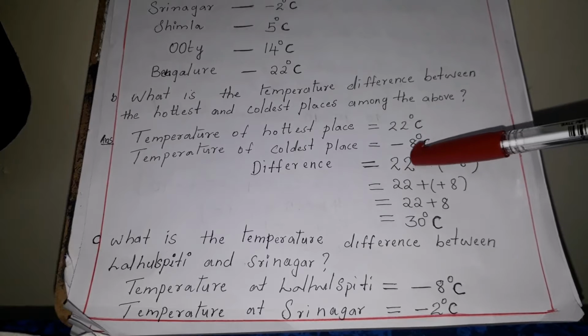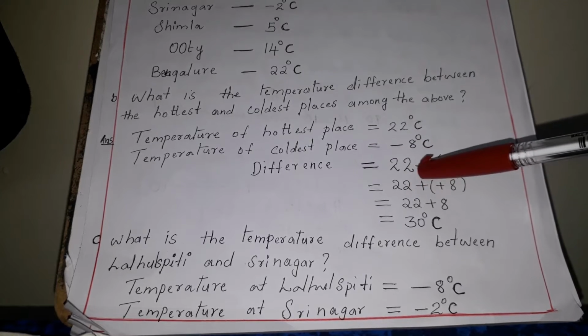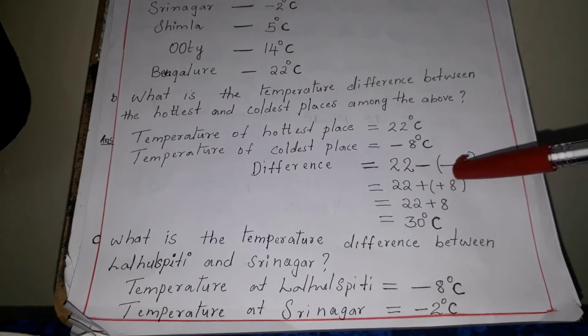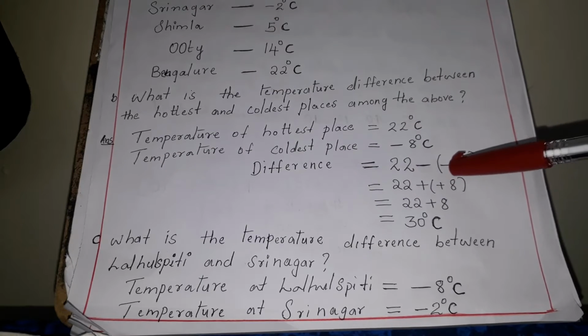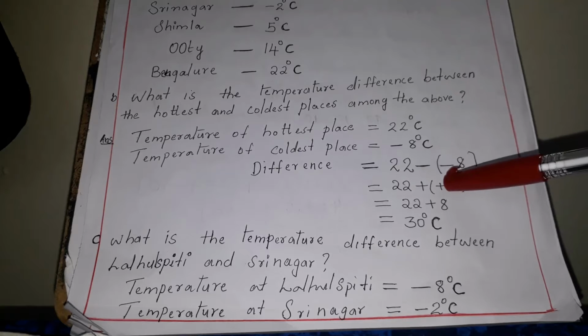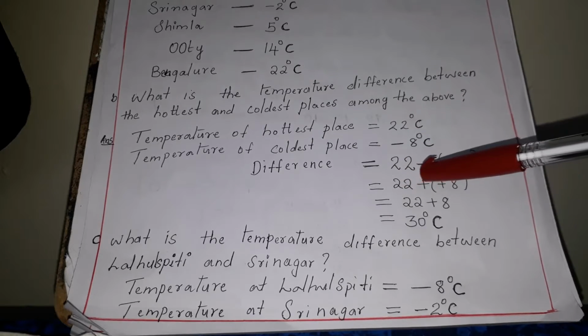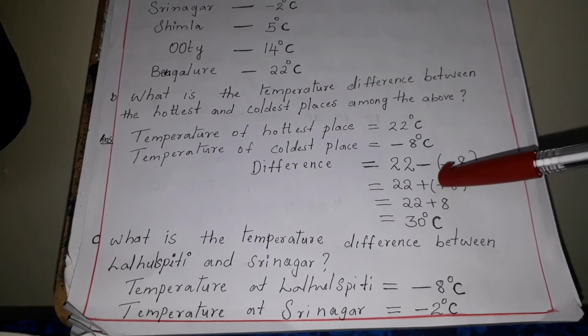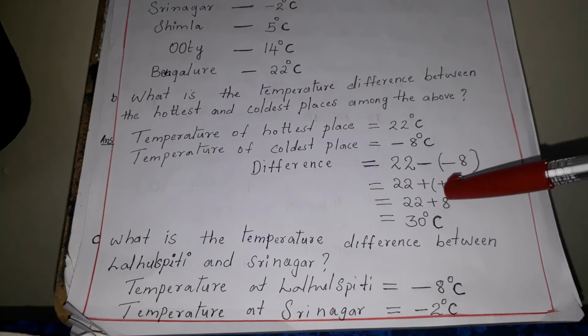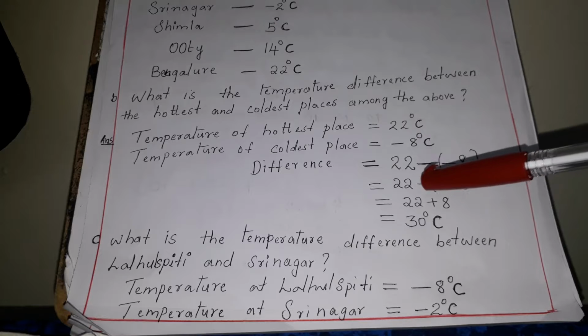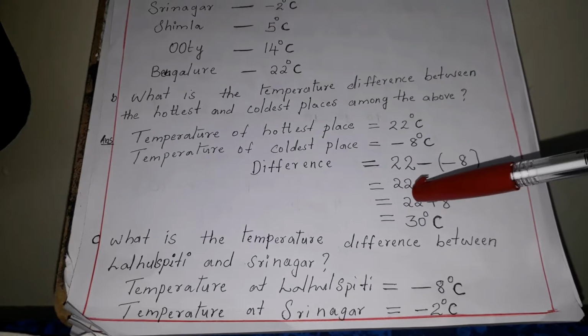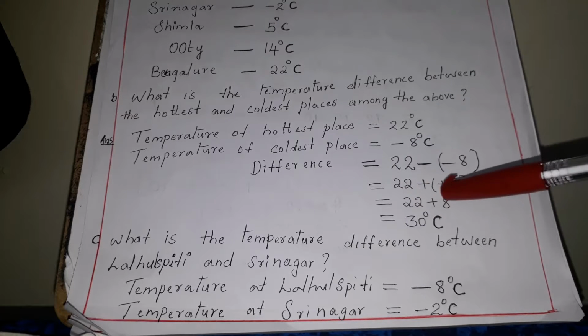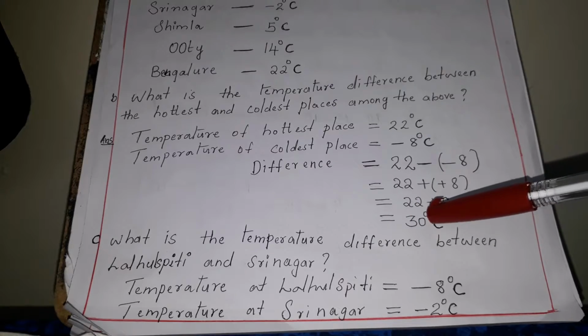So, here what is the sign here? It is minus, so we have to write plus, and additive inverse of minus 8. What is additive inverse of minus 8? Positive 8. So, 22 plus 8. Plus 8 can be written normally as 8 only. Okay. So, what is 22 plus 8? 2 plus 8, 30 degrees Celsius.